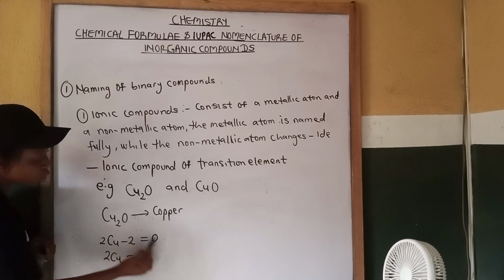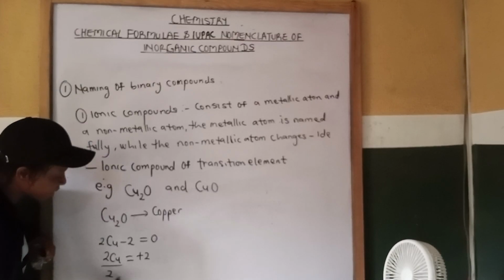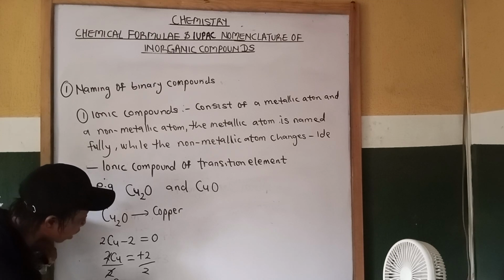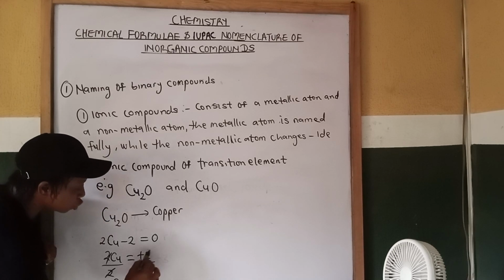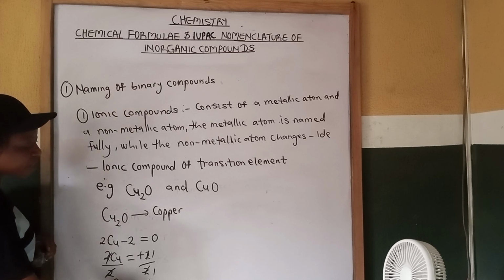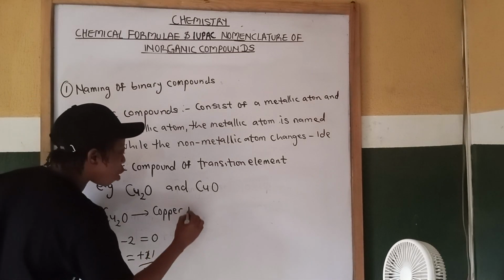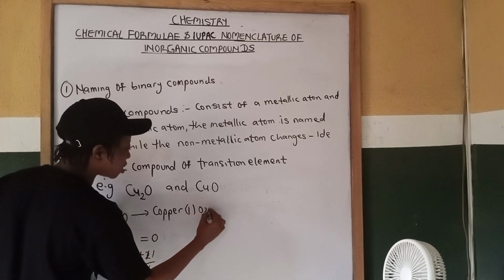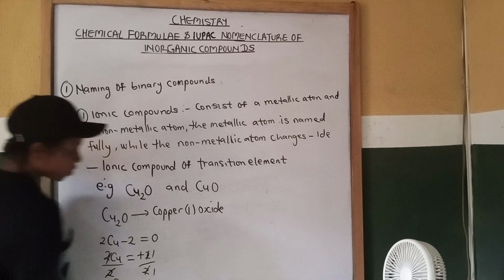By the time you move this minus 2 to this side, then divide both sides by 2. 2 cancels 2. Cu will now be equal to 2 over 2, that's plus 1. So the oxidation number of copper from this compound is 1. So we call this copper 1. Copper 1 what? Oxygen will change to what? Oxide. So copper 1 oxide.